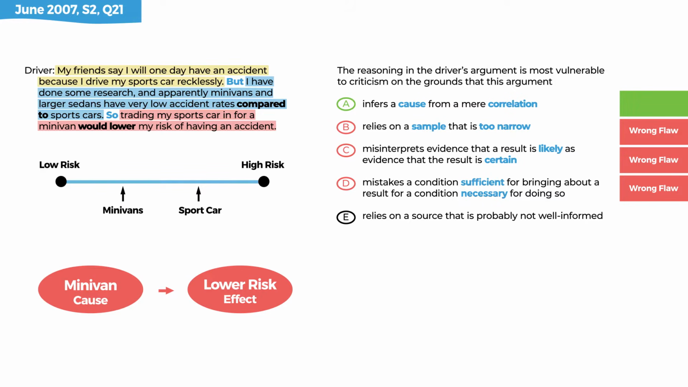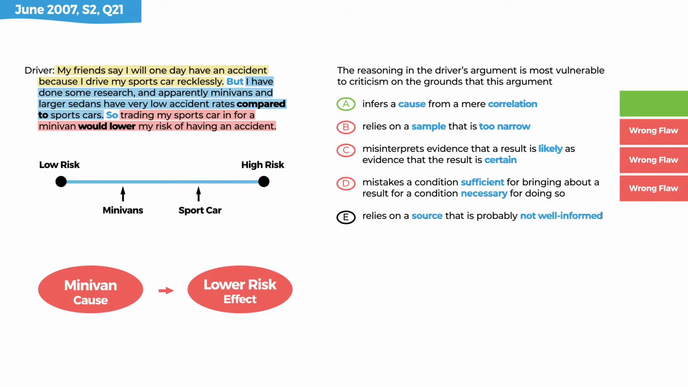Answer choice E says relies on a source that is probably not well informed. So the key words here are the source is not well informed, which implies that we're looking at an answer choice that describes an inappropriate appeal to an authority, right? Because so-and-so said something is true, therefore it's true. And maybe that person is not well informed and doesn't really know the subject. This is a flaw. You will see an inappropriate appeal to an authority on the LSAT, but it's not a flaw that's happening inside of this argument.